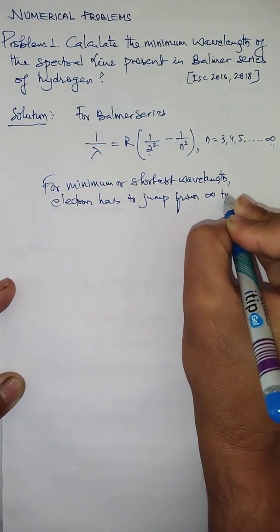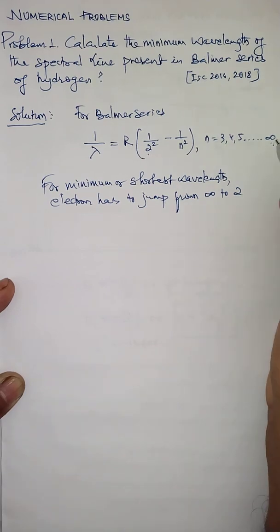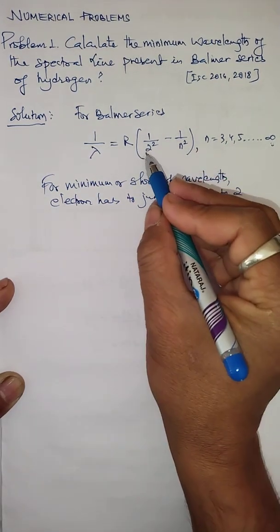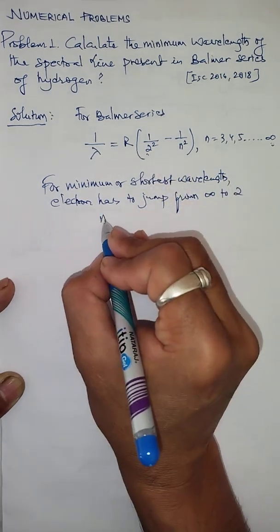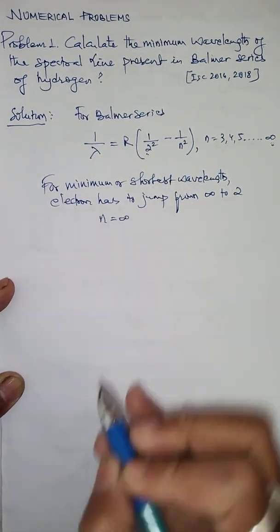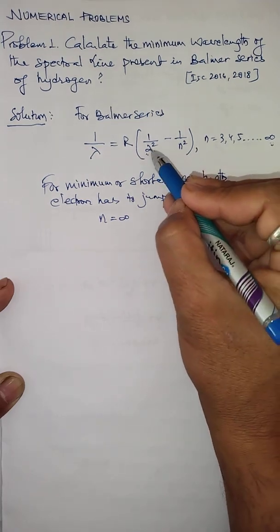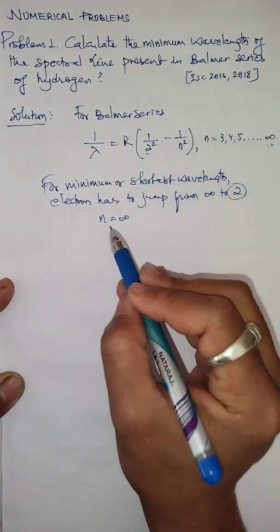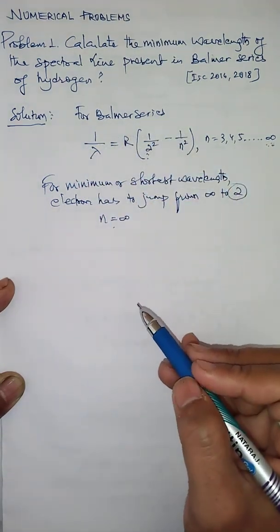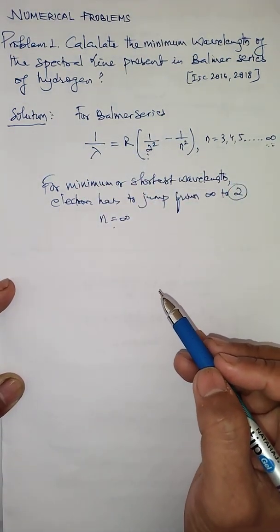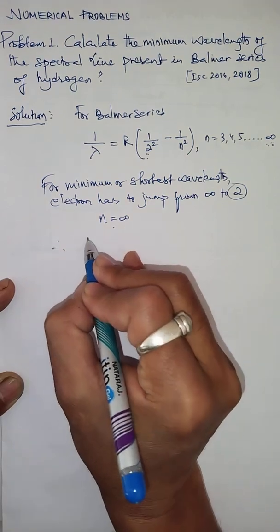from the infinite orbit to the second orbit. When the electron jumps from the infinite orbit to the second orbit, we always get the minimum or shortest wavelength in the Balmer series. That means n must be equal to infinity, because the lower orbit is already 2. The wavelength we measure then is the shortest or minimum wavelength. Let me do the calculation.